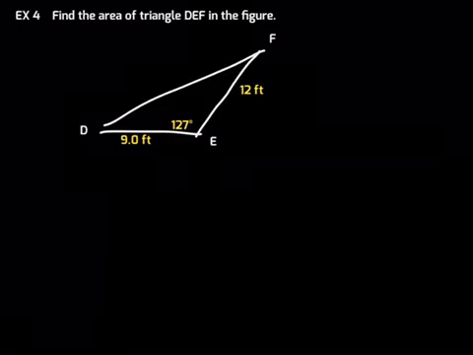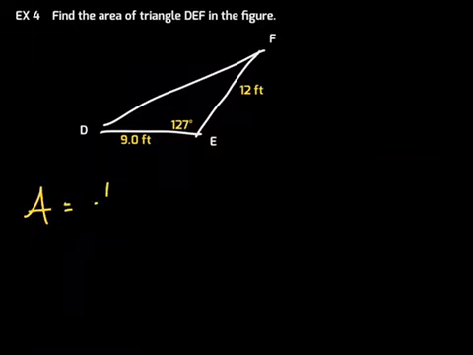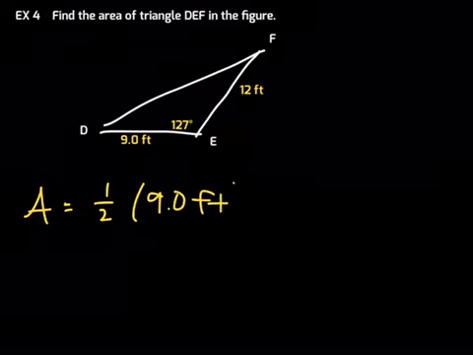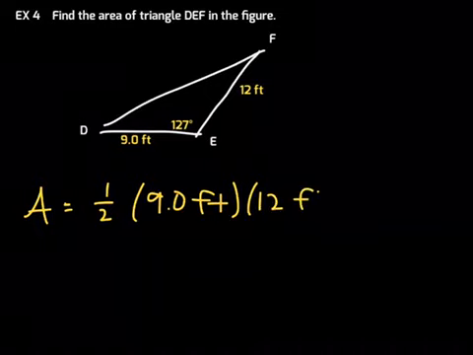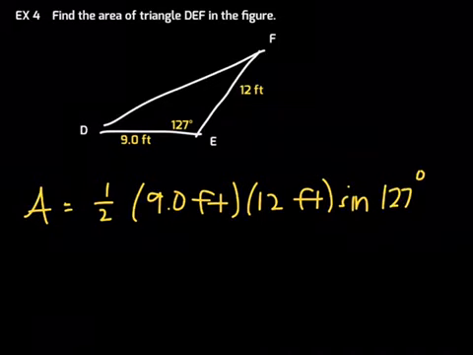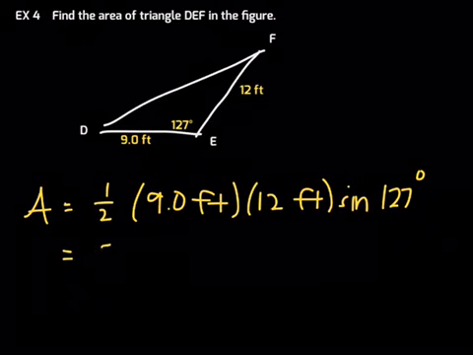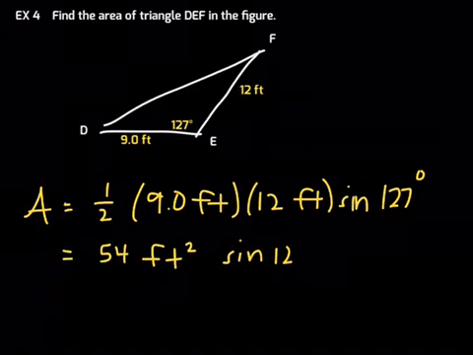All right, so what I want to do is find the area of this triangle. The area of this triangle is going to be equal to 1/2 times the product of the two sides times sine of the angle that's included within the two sides. So this is the work that I have to do. 9 times 12 is 108. Half of 108 is 54. So then this is going to be 54 square feet times sine of 127 degrees.